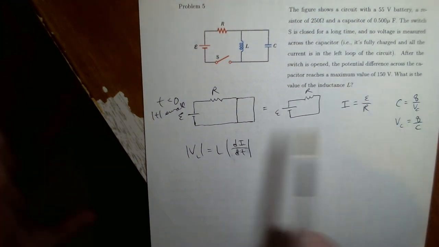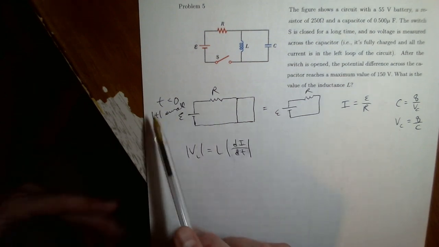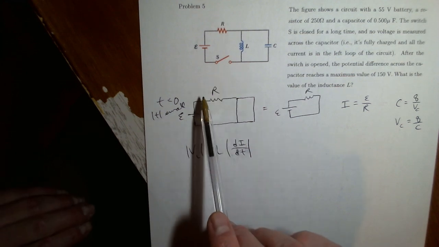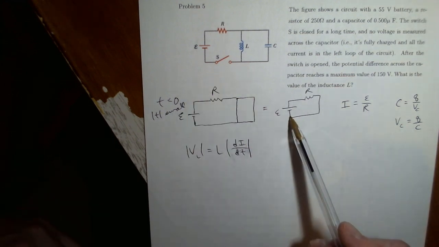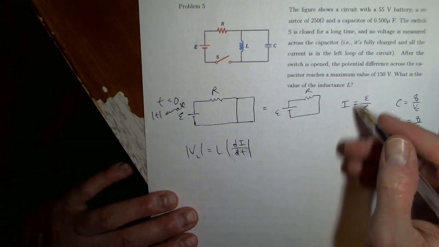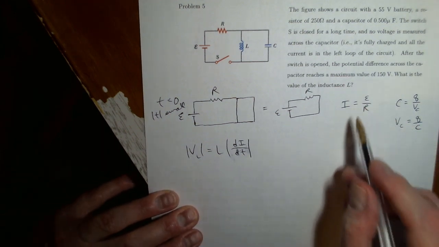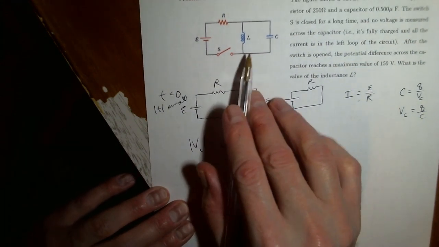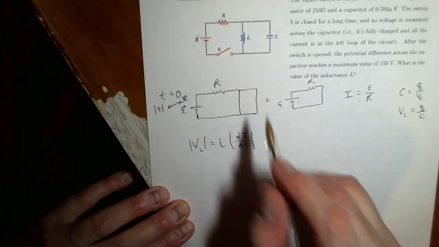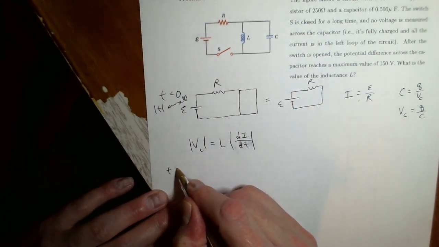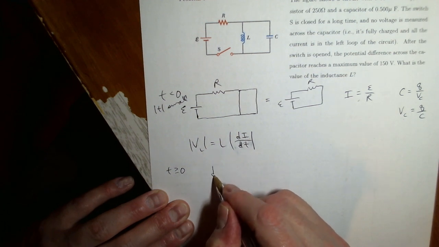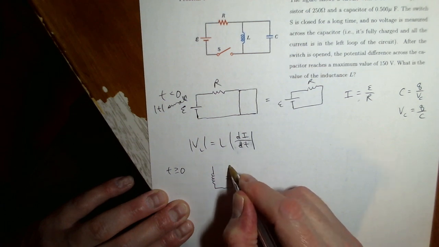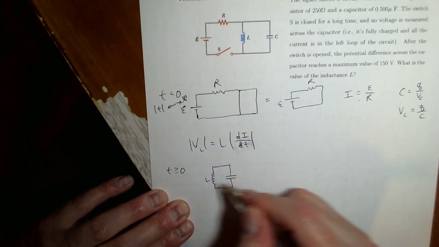Anyway, what happens in the circuit, if you forget my poor notation here, if you leave the switch closed for a long time, is basically the circuit becomes equivalent to a battery and a resistor. So this is the current before you open the switch. After you open the switch, you have just the inductor and the capacitor. So for time greater than or equal to 0, the circuit is just the inductor and the capacitor. So it's an LC circuit.